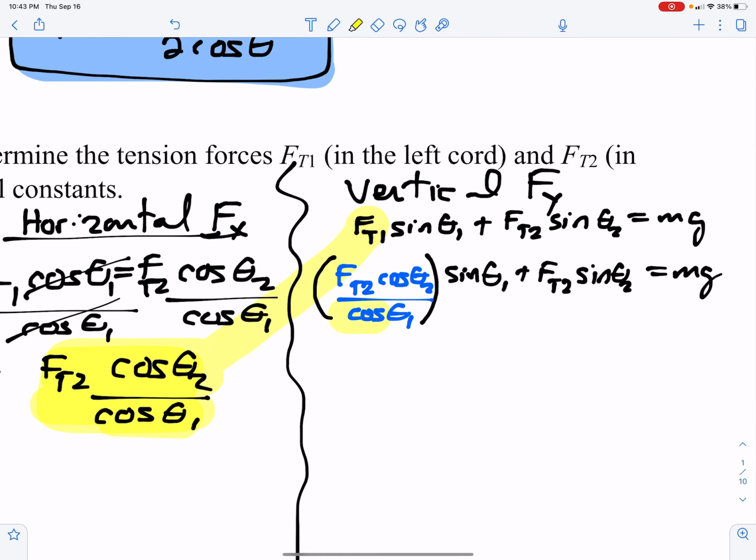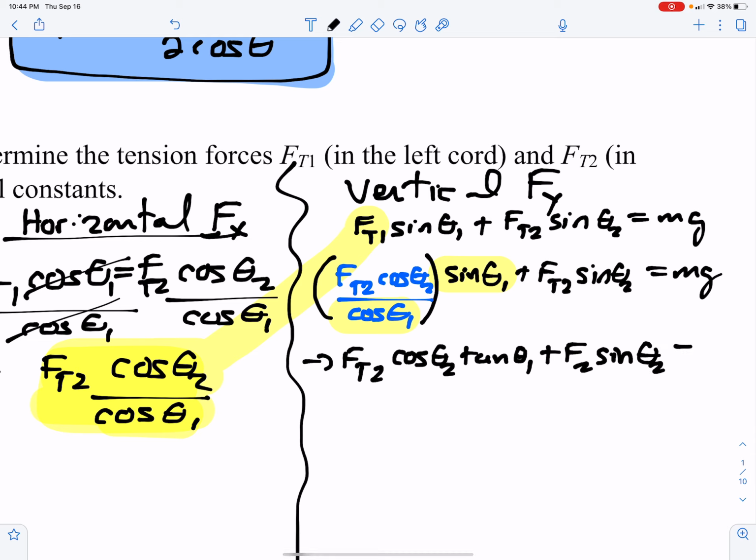Now, I see sine of theta 1 divided by cosine of theta 1, so I could rewrite this as F_T2 cosine of theta 2 times the tangent of theta 1. Sine over cosine is tangent. Plus F_T2 sine of theta 2 equals mg.